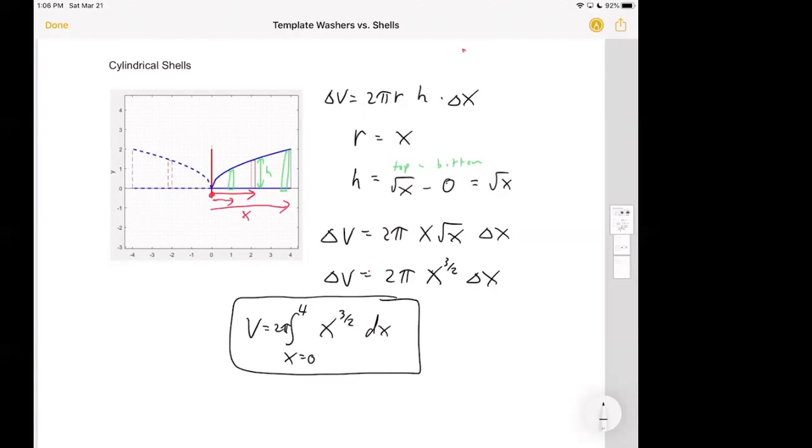This one would be very easy to calculate because it's a simple power. So I could easily calculate it and determine what the volume is.